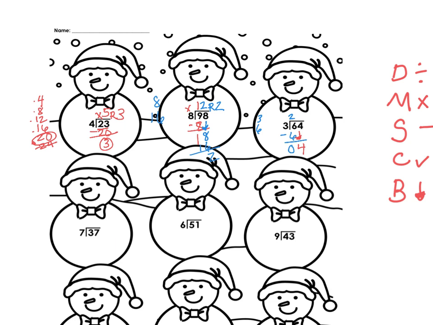Because 1 times 3, so I can fit it in one time, and then I take my 1 times my 3, and I get 3, and that's the number that I'm going to subtract. So 4 take away 3 is 1, and I don't have any other numbers to bring down, okay? So my final answer is 21, remainder 1, okay?